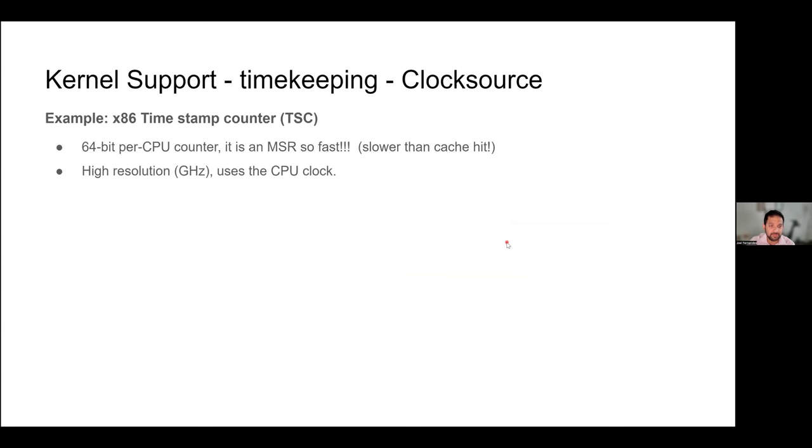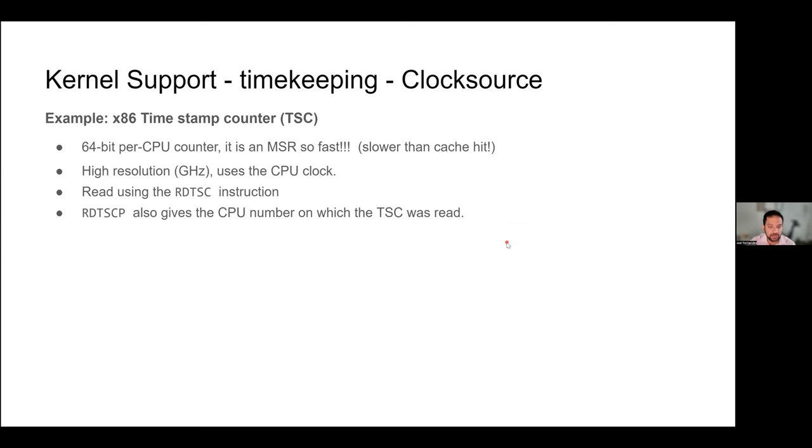So finally, it boils down to this. To give an example, on x86 that counter is called the TSC. It's a 64-bit counter, and it is an MSR, so it's really fast. However, it still has overhead. It's slower than a cache hit, so you can't keep reading the TSC and hope that it's going to be fast. This is high resolution because it uses a CPU clock to count. To read the TSC, you use the RDTSC instruction. There's also an RDTSCP instruction, which gives you the CPU number as well, not just the time that was read.